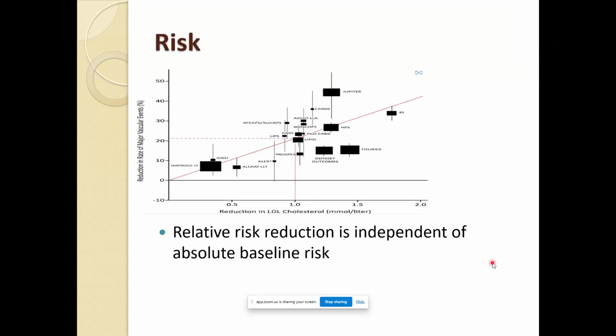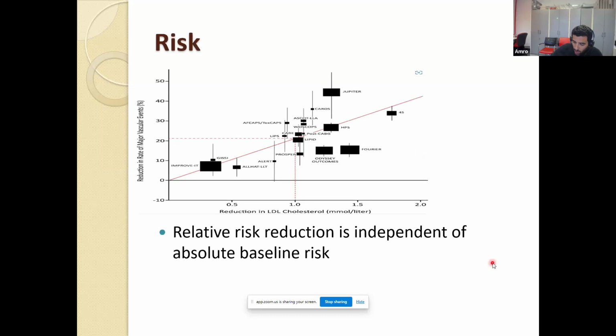Okay. So this is where it gets a little bit complicated, but it's really important to understand. So relative risk is independent of absolute baseline risk. What do I mean by that? So I've just said to you that for every 1 millimole per liter drop, or 38.7 milligram per deciliter drop in LDL cholesterol, equates to a 25, let's say call it 25% risk reduction. Now that's the same for me. That's the same for you. That's the same for someone that's had a heart attack. That's the same for everybody.